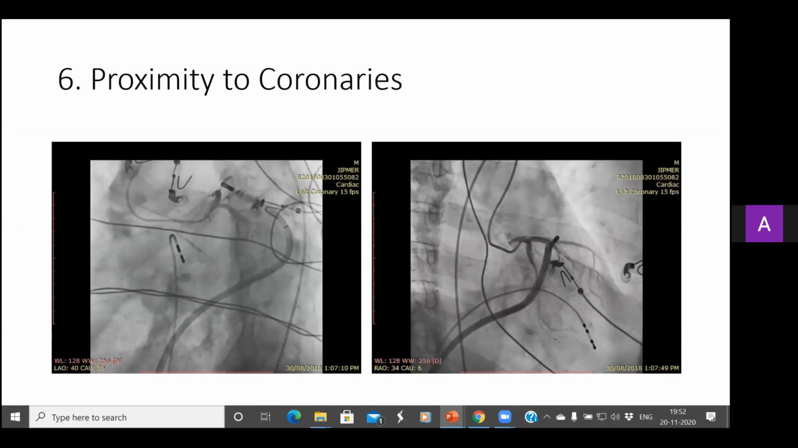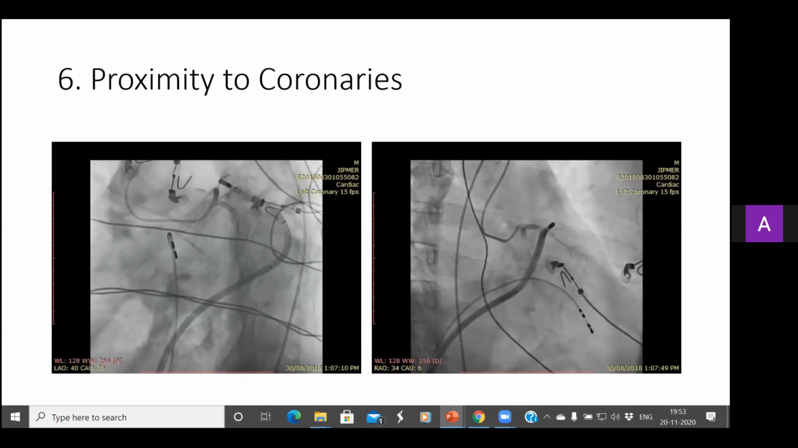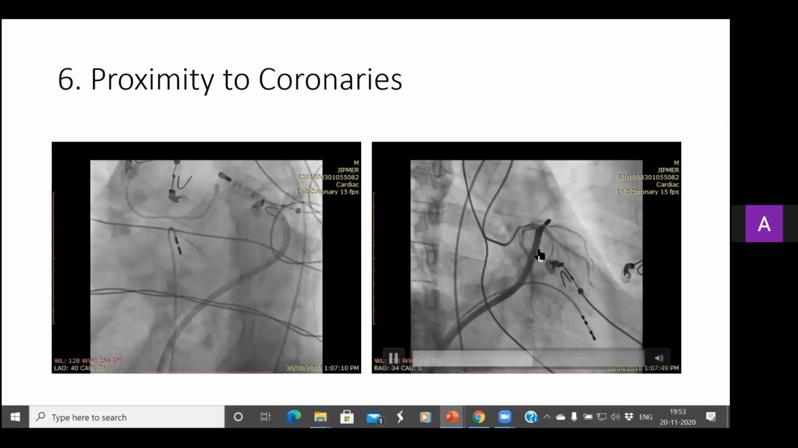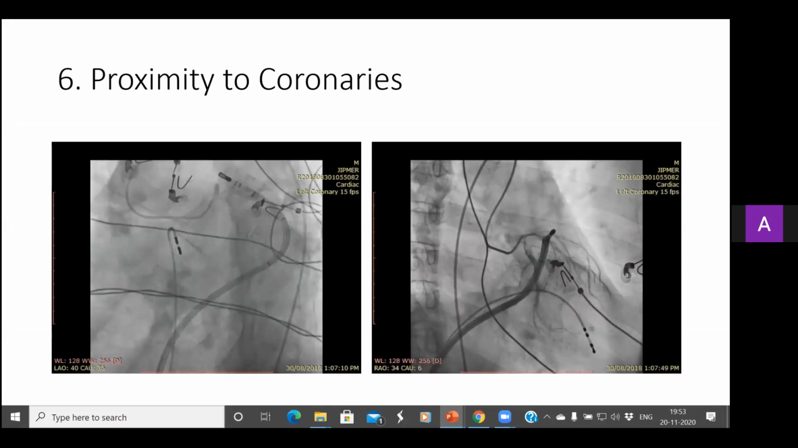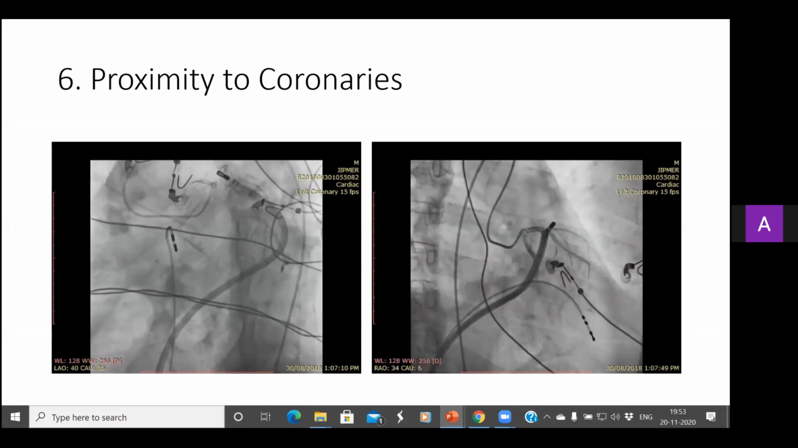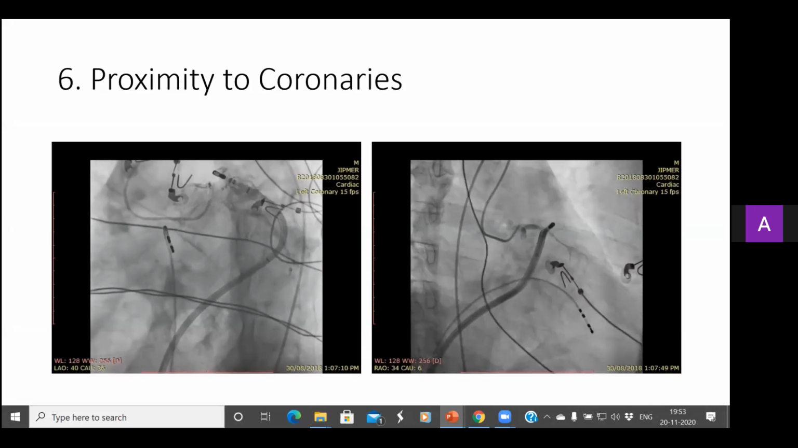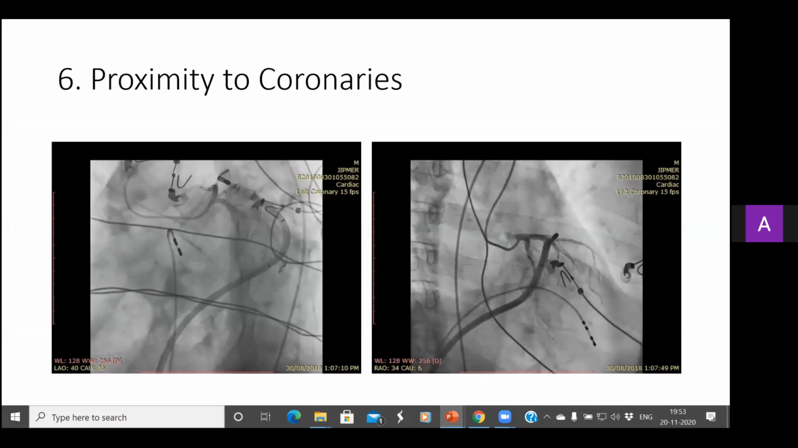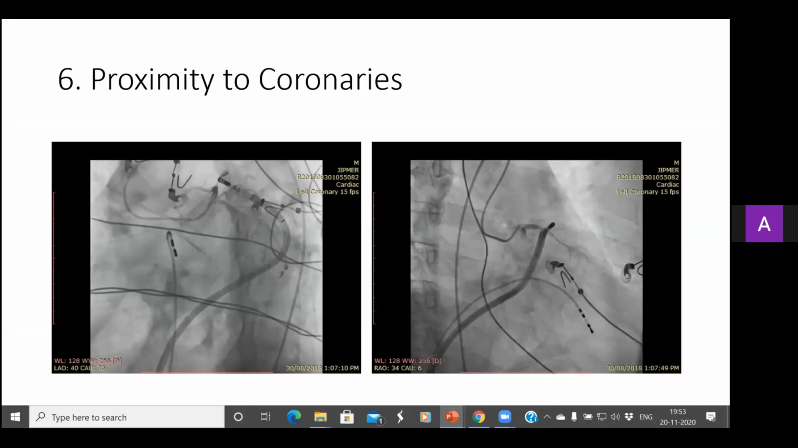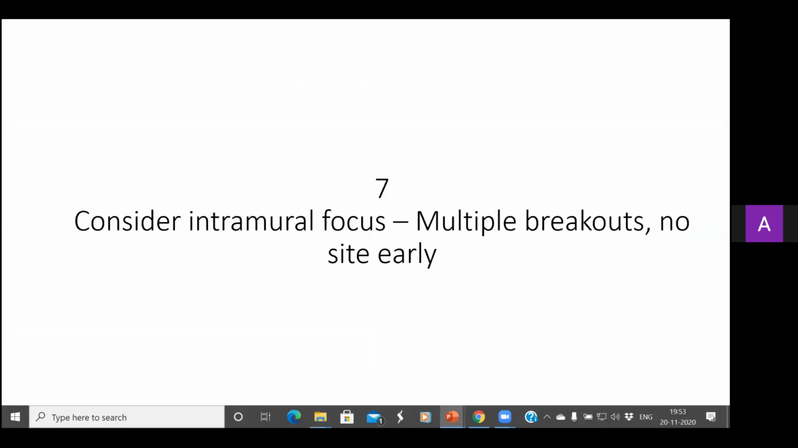It is also important to ensure the real-time catheter position during ablation. A 5 French angiography catheter may be left at the ostium to serve as a marker during the ablation, and ablation may also be performed during frequent fluoroscopy to observe for possible catheter dislodgement. Consider an intramural focus when there are multiple breakouts with no sites being sufficiently early.